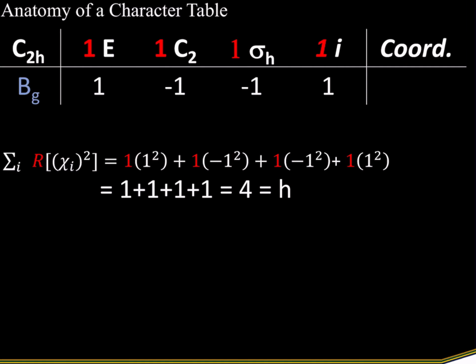And so now we've validated that this is, in fact, a part of our character table. We could look at our character table for C2H and find these 4 different irreducible representations in that point group. And so we can confirm that our work makes sense, that our work fits.